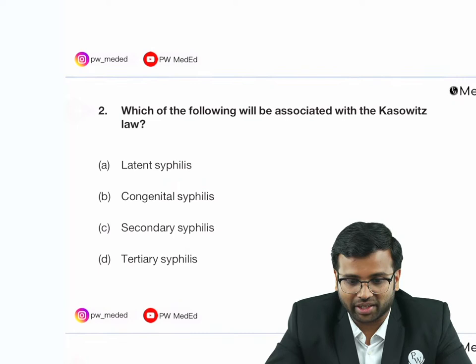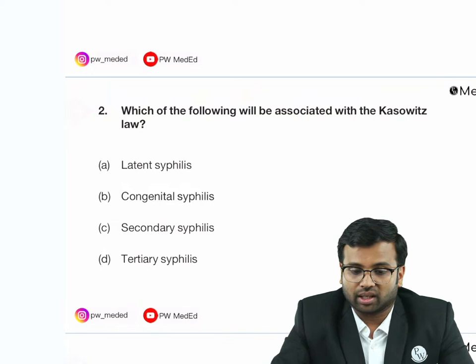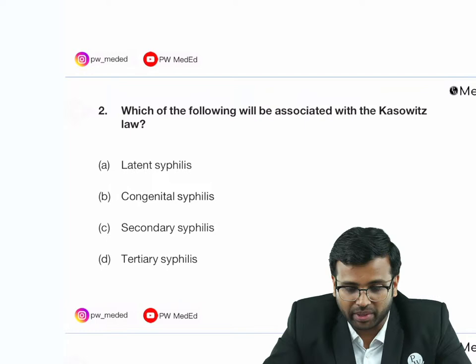Getting it ready. So which of the following will be associated with Kassovitz law? Who can answer? So Shubham is answering it as B. Dr. P, who is answering it as B? So what is the right answer?